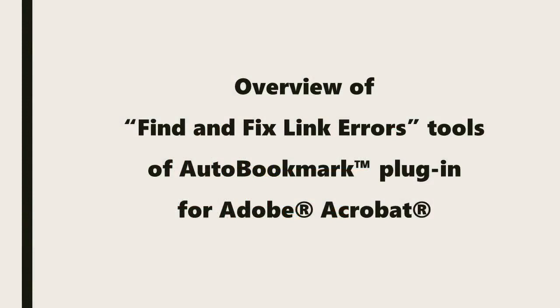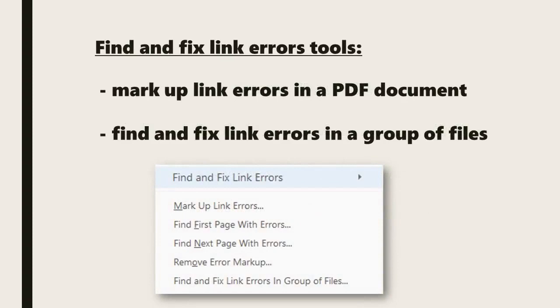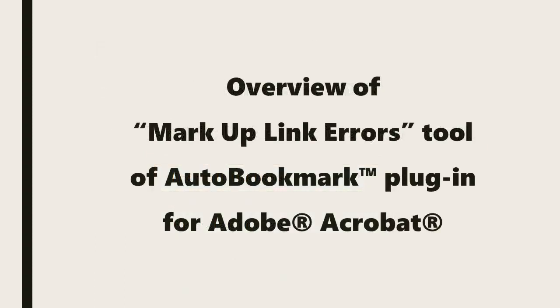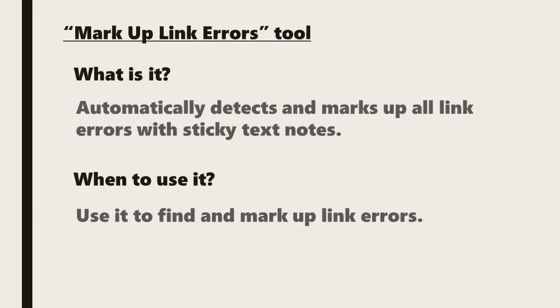Let's move on to an overview of the Find and Fix Link Errors tools in the AutoBookmark plugin for Adobe Acrobat. Use these tools to mark up link errors in a PDF document and find and fix link errors in a group of files. Let's begin with the Markup Link Errors tool. This tool automatically detects and marks up all link errors with sticky text notes.